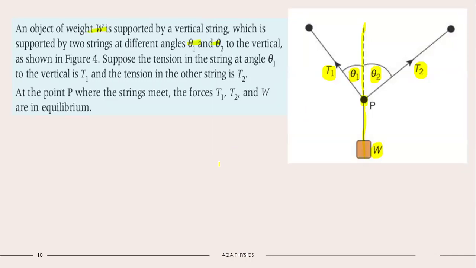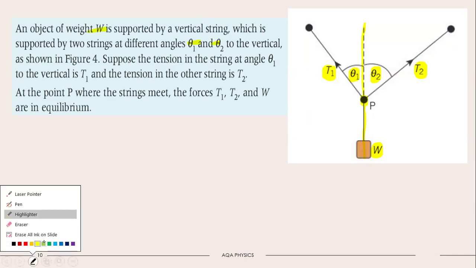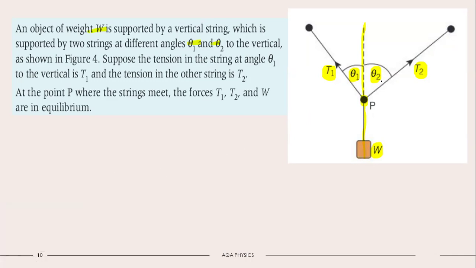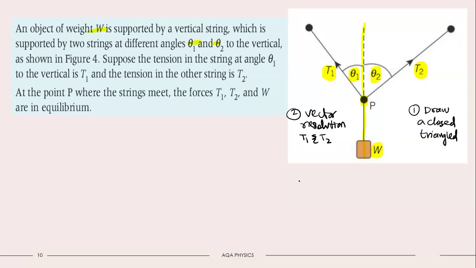So there are two ways. The first way, if you want to show that this system is in equilibrium, is to draw a closed triangle. The second way is vector resolution. You resolve T1 and T2, and then the vertical and horizontal components will be equal together. So let's do the first one.